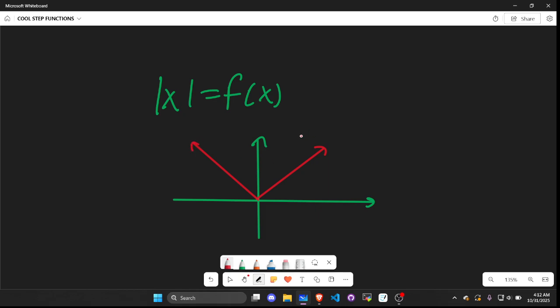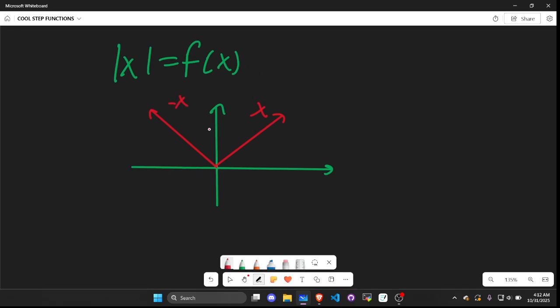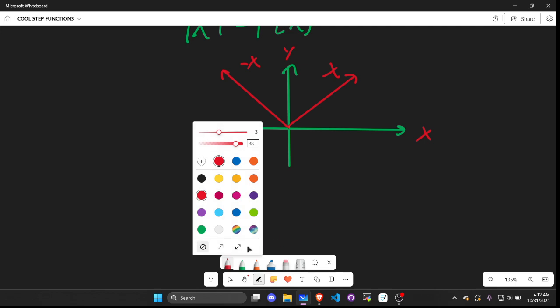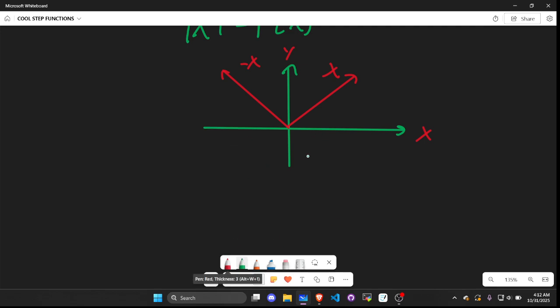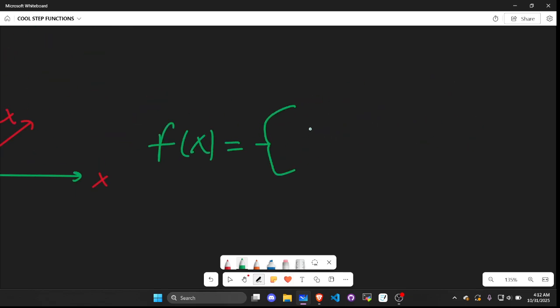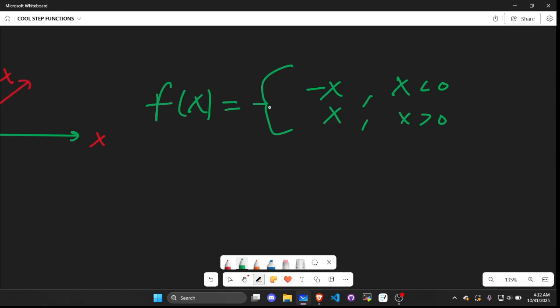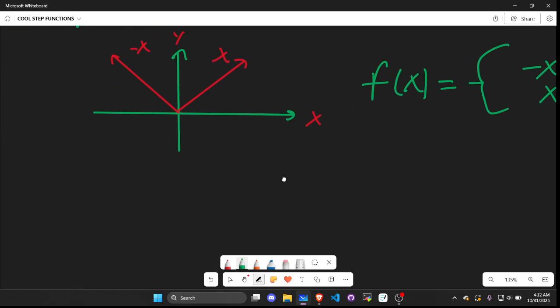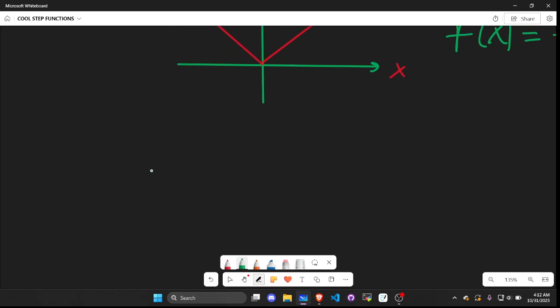It's basically this. It's just a piecewise where it breaks into negative x when you're less than 0 and positive x when you're greater than 0. So the piecewise function looks like this. Very, very famous. So this is basically the piecewise, and representing it with Heaviside functions is very straightforward.